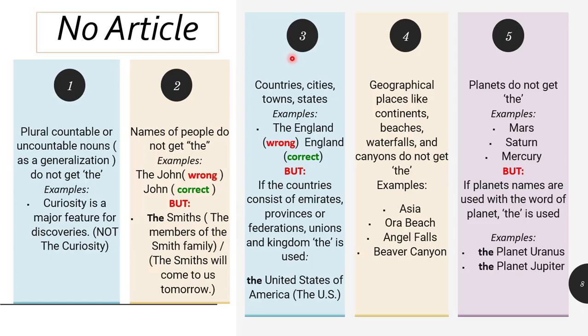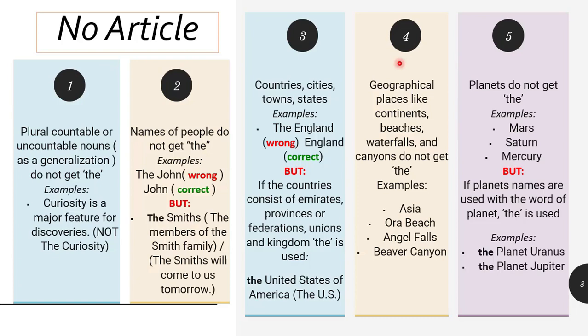Number 3, with the article, the countries, cities, towns, states do not get the. An example, the England is wrong. England is the right one. If the country consists of emirates, provinces, federations, unions, or kingdoms, you can use the, like the United States. The meaning is something like countries inside its union, there is a federation inside. You can say the United States of America, the US.